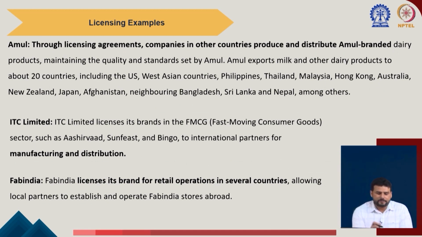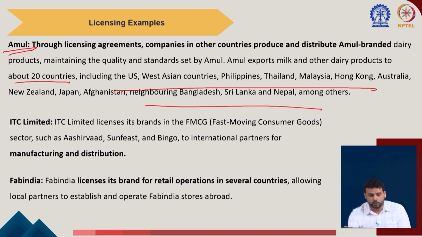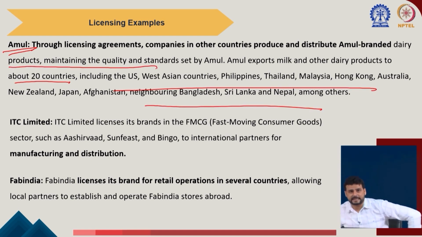So, a licensing example: if you see Amul, they are selling their Amul branded products into so many different markets, 20 countries, you can just see the list is huge, and still they are maintaining the product quality and standards, because they have the license agreements, and they are also training their partners how they can deliver quality products.